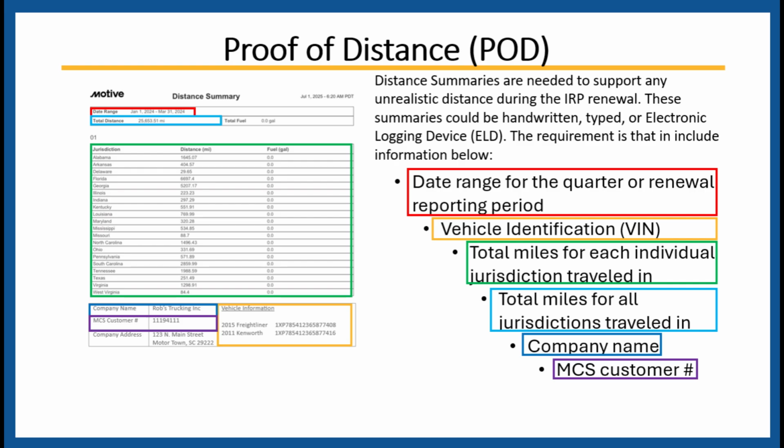Whenever unrealistic distance is detected by our computer system, you will be asked to provide a proof of distance summary. This summary must include your company's name, your MCS customer number, the VIN of the vehicle in question, the date range of the renewal reporting period, the total miles accrued for each individual jurisdiction, and the total miles for all jurisdictions. Once you provide this information, an MCS specialist will confirm that what you reported is accurate, and you will be able to proceed with the transaction.